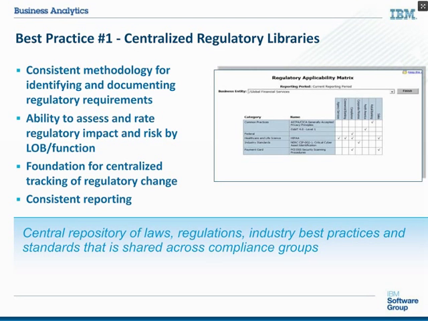First, it's critical to maintain a central repository of laws, regulations, and industry best practices and standards that is shared across compliance groups, as this will provide a foundation for centrally tracking regulatory change and for mapping policies to requirements. And it also can facilitate what we call risk-based scoping of the policies and control infrastructure so that you can align policies and business objectives, as Richard pointed out.